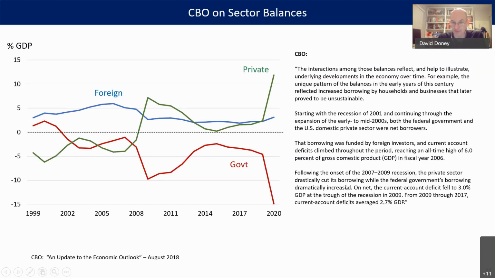Following the recession, private sector drastically cut its borrowing while the federal government borrowing dramatically increased, but it had to. The government didn't make that call. They were forced into it. It wasn't because they did a CARES Act. It was that tax revenue cratered, and the spending on automatic stabilizers went up by a couple of percent of GDP. And now, here it is, the current account deficit fell to 3%. And now it's been pretty much averaging 2.7.